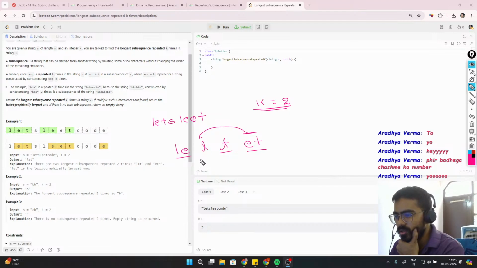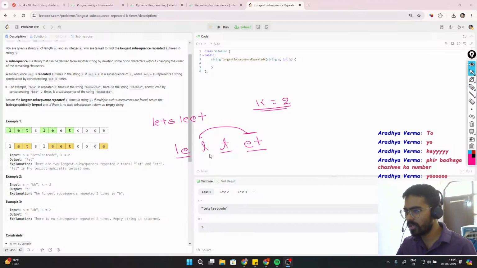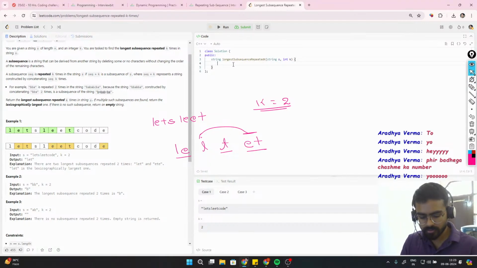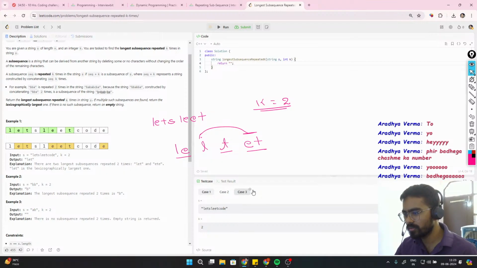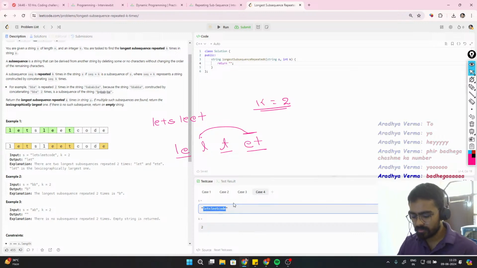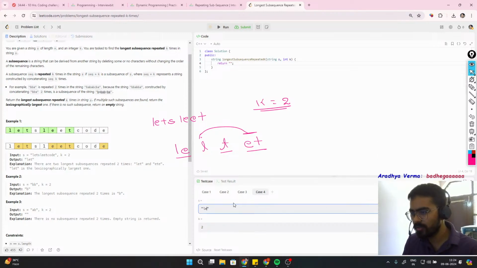So this might be possible. Let's try and run this and see what will be our answer. I'll add one more test case. Let's add LE, LT, ET.